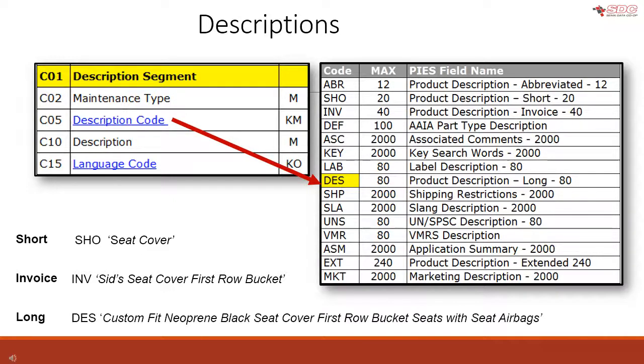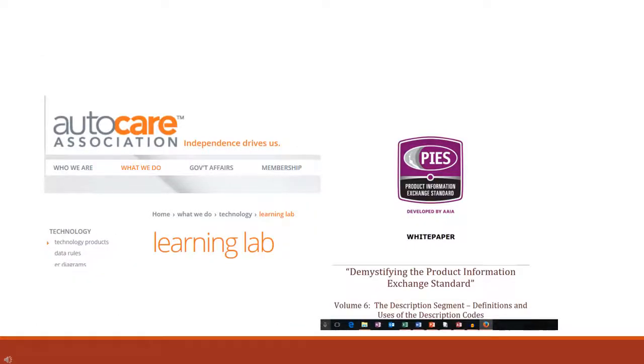So we want to keep the message in each description type very clear, and we want to follow the rules that are specified for each type. And if the next question is, well, where do I find these rules? You can check out Auto Care Association's website and go into a section that they have called Learning Lab. And there you'll find different volumes of white papers that have been written on the PIES and the ACES standards that will give you a lot more detailed information on field usage and rules.